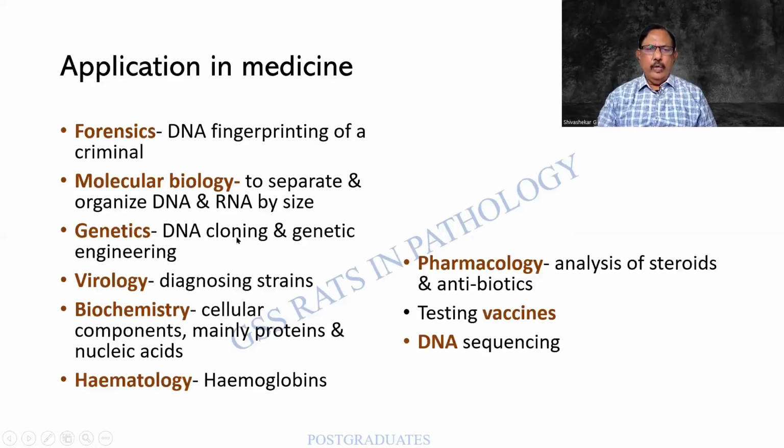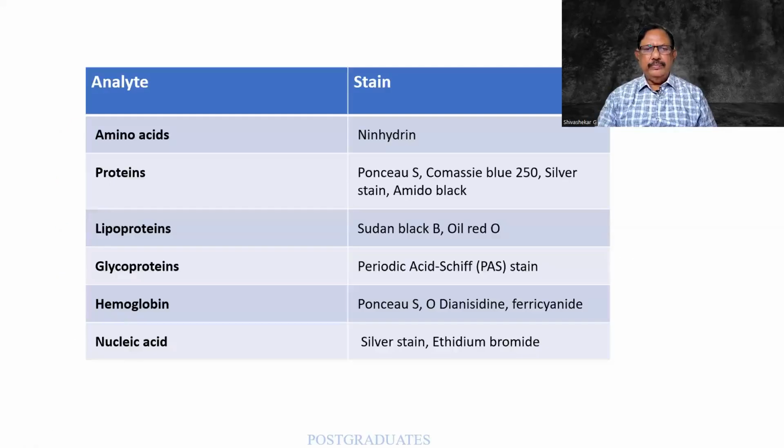Genetics for DNA cloning. Virology to diagnose various strains. Biochemistry for the cellular components, mainly proteins. Haematology, the hemoglobins. Pharmacology, the drugs such as steroids and antibiotics. Vaccines, DNA sequencing. Western blot for the diagnosis of HIV and other infections.